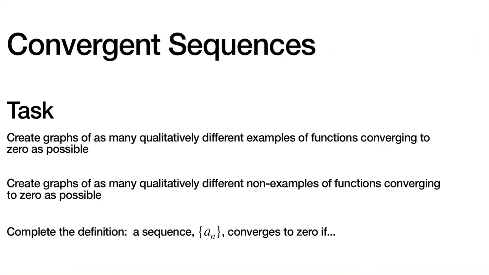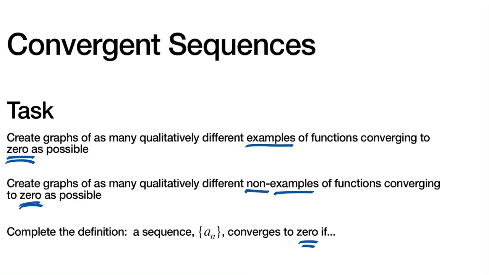Okay, so with that said, here's your task. Your task is just like it was yesterday. Create graphs of as many different examples of functions converging to 0 as possible. So we're going to start by just thinking about converging to 0, because it's a little bit simpler to put the definition together in that case. So come up with as many examples and then as many non-examples. So start with examples and then go to non-examples of 0. And then finally, complete the definition of what happens if a sequence converges to 0.